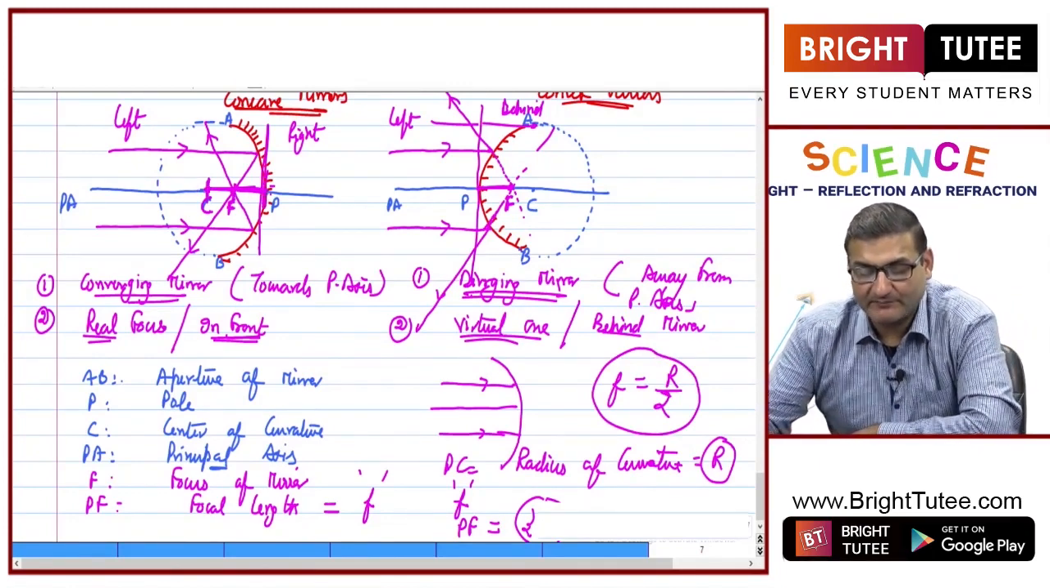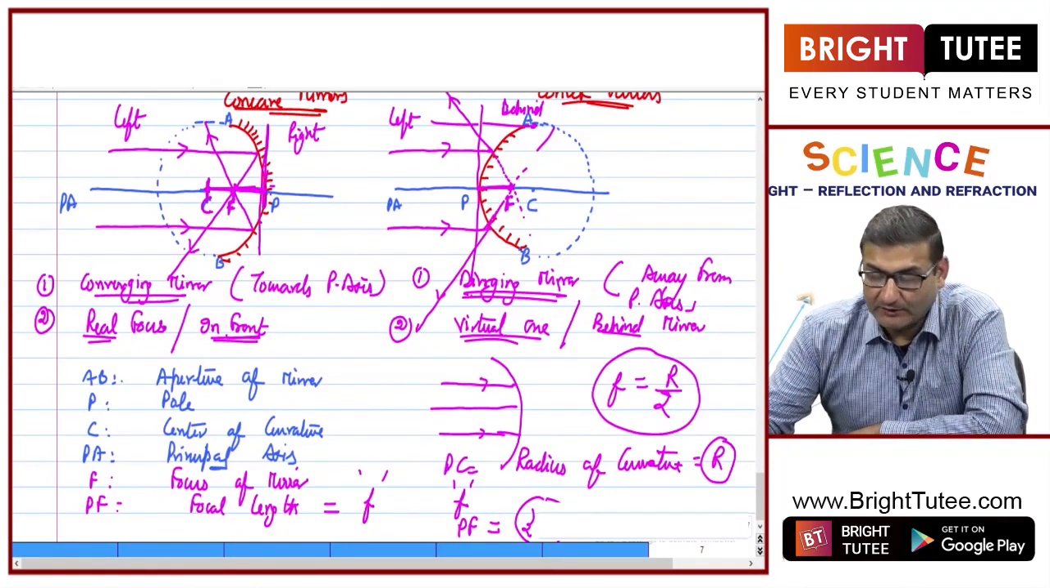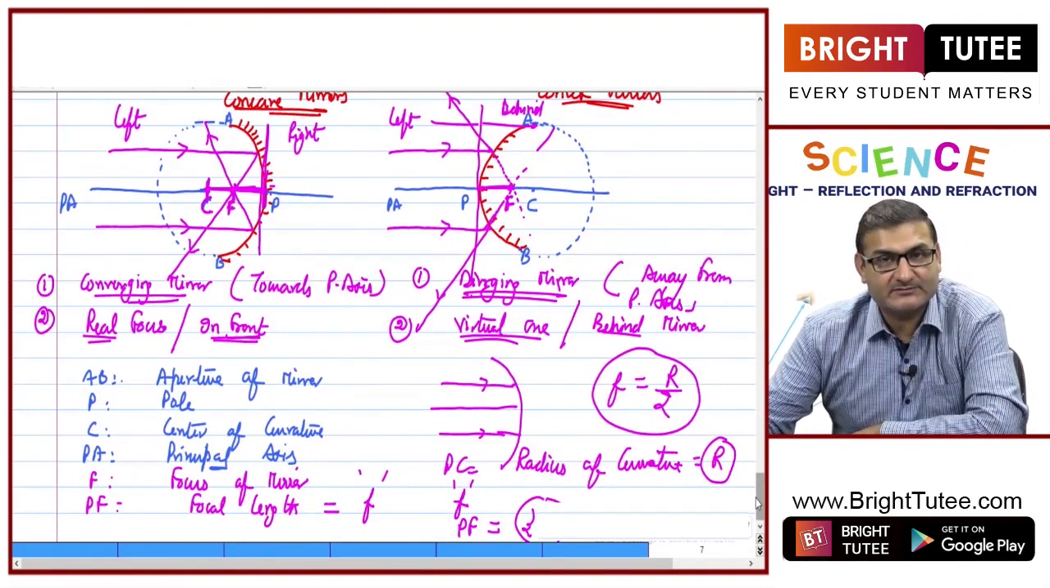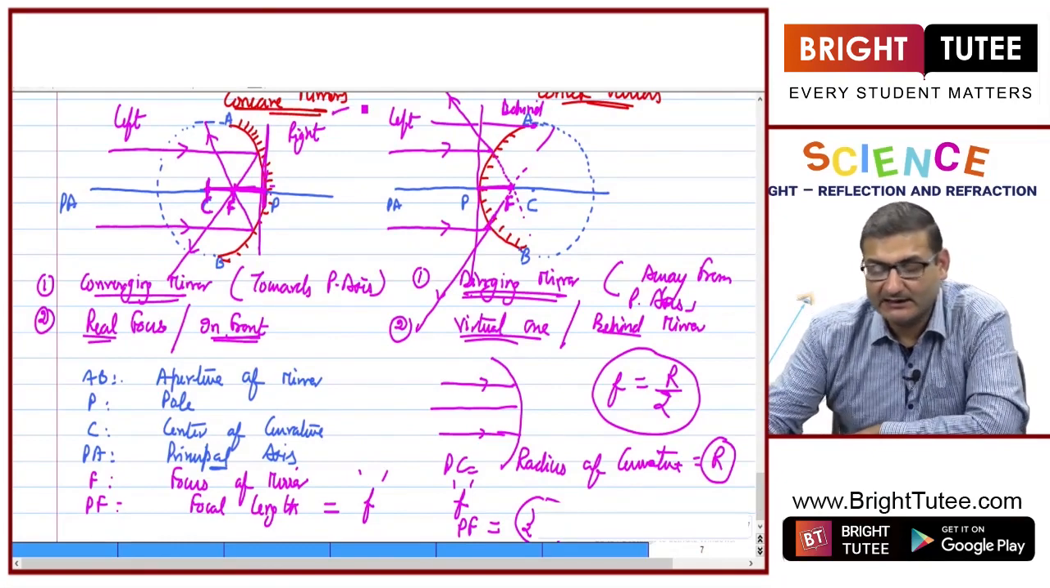These are the basic few things that you need to keep in mind. Fine. We will be requiring all these properties while going ahead. Later in the chapter, we will see how the images are formed by concave mirrors and how they are formed by convex mirrors.